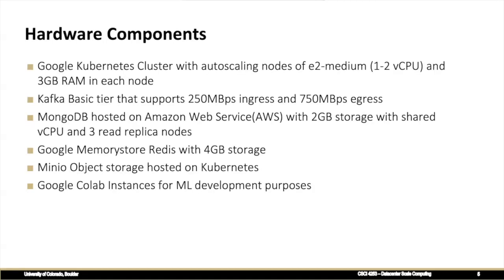All right, quickly going through our hardware components. We are using Google's Kubernetes cluster, which has provisioned GPUs. We are also using Kafka, which is hosted on Confluent Cloud. Our MongoDB is hosted on AWS Atlas. And we are also using Google Memory Store for Redis. And our MinIO storage is also hosted on Kubernetes. And for our testing and development purposes, we use Google Colab.